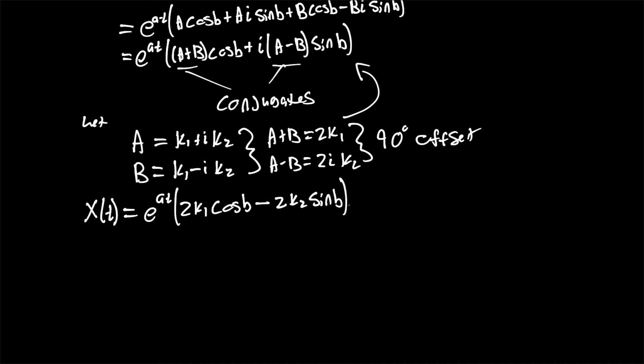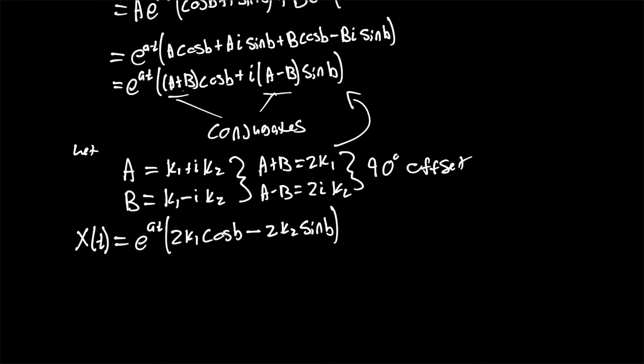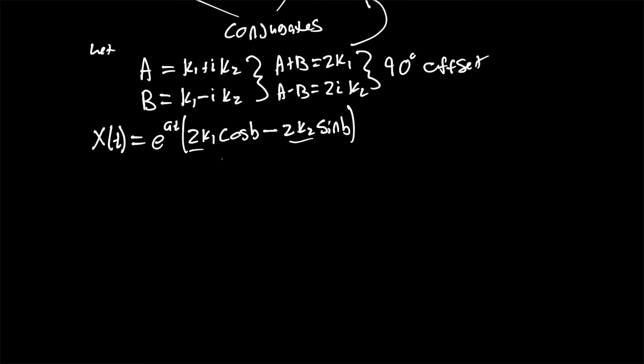This is what we end up with. So we need to note that A plus B, that's 2k1, that's what we got there. A minus B is 2i k2, we multiply that by the i, what we end up with is negative 2k2, and that's there. And let's further simplify this, we'll bring that 2 out in front.